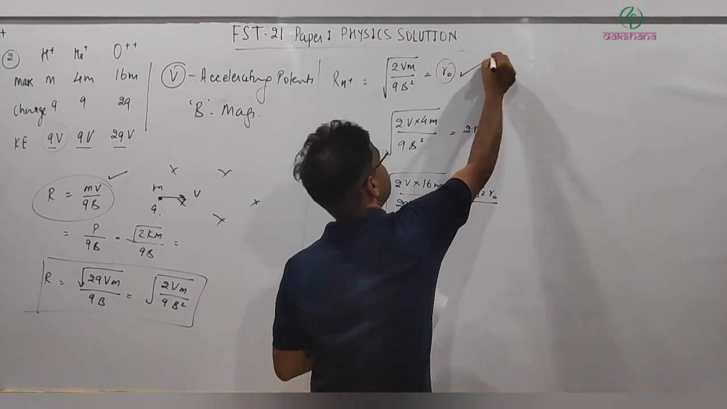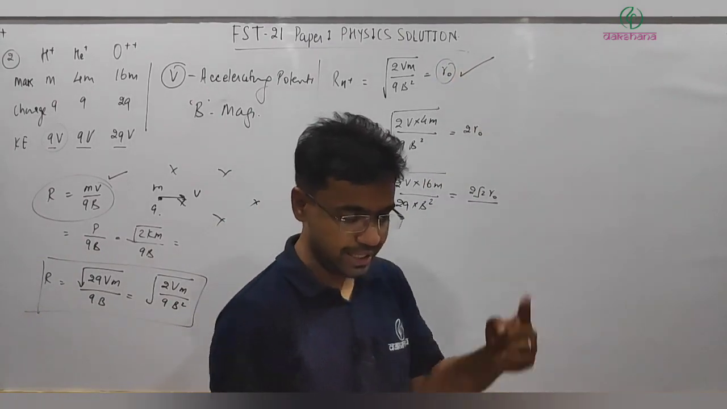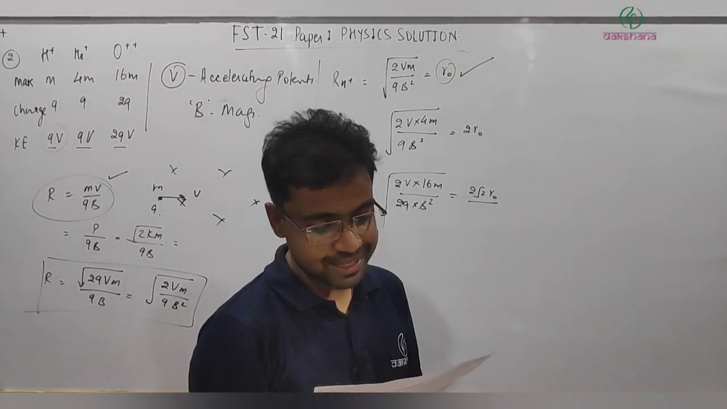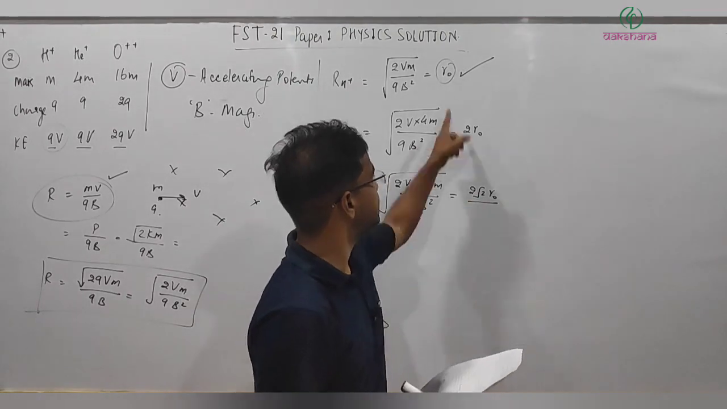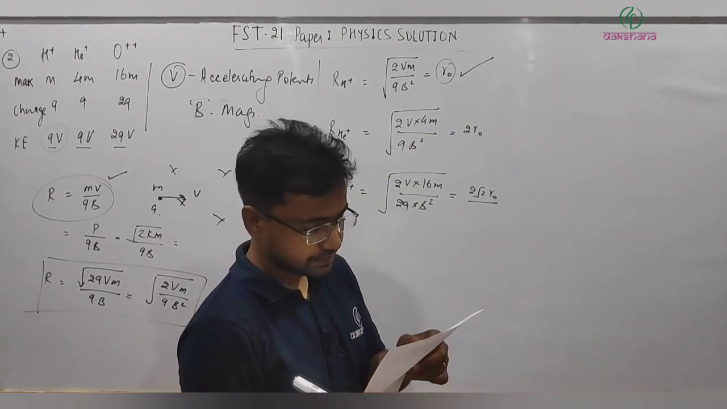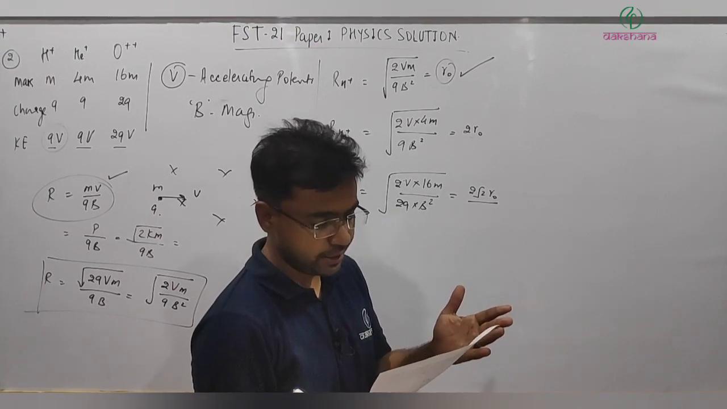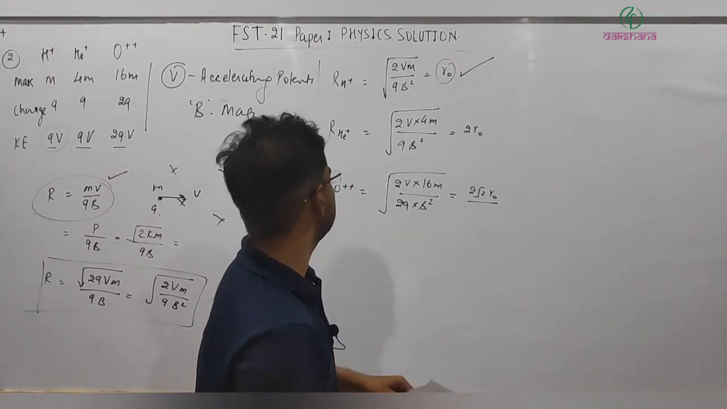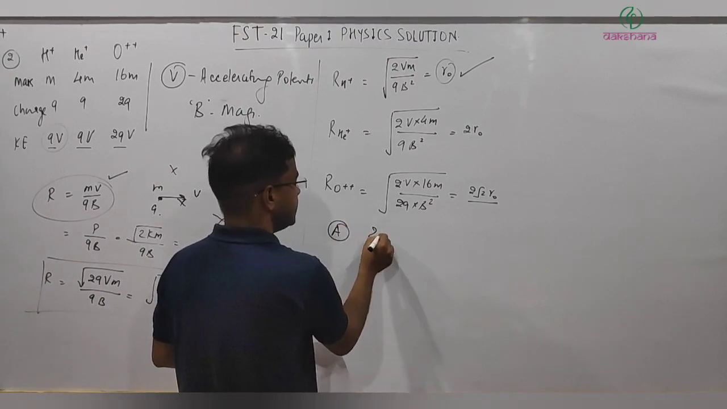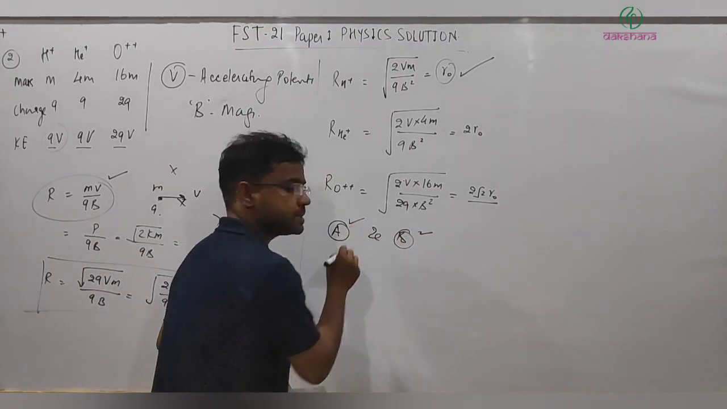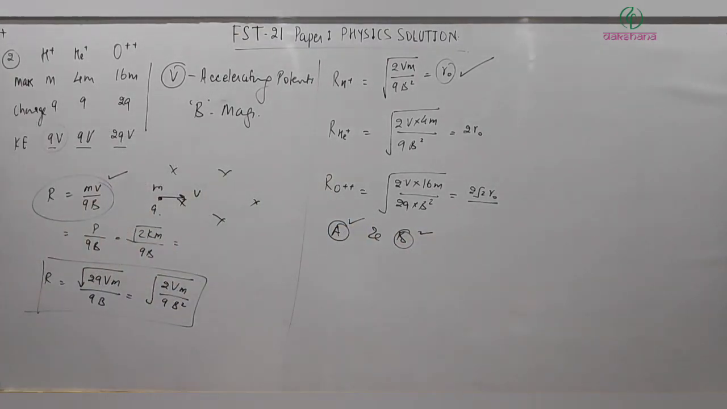H plus will have the least radius, so that is correct, option A. O plus plus will have the largest radius, so that is also correct among all these three. He plus and O plus plus will have the same radius? Definitely not. All will have the same radius? No, that is not correct. So A and B both are correct options. So this is about problem number 2.